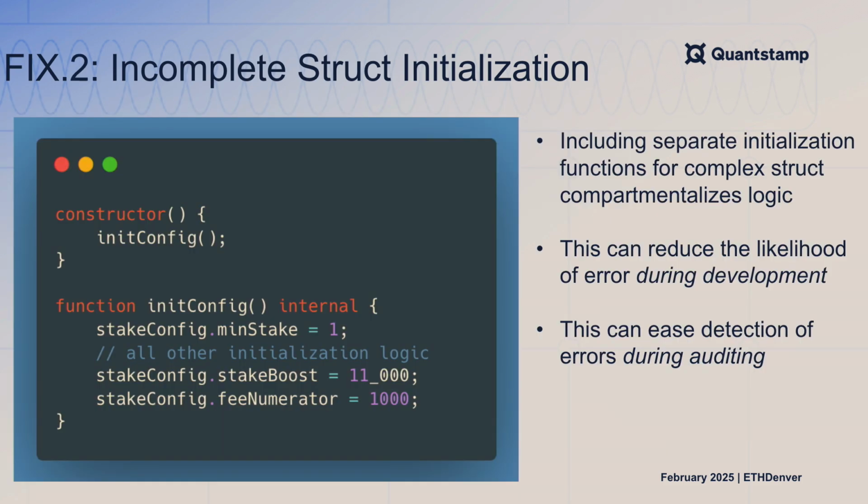But if you insist or prefer to use dot notation to assign the fields of your struct, a good practice is to compartmentalize your logic into different functions, such as something called an init config, so that devs during code reviews in the development process can look here and make sure that the struct is actually initialized properly. And during the audit, auditors would be able to look there and guarantee that the struct was indeed initialized correctly.